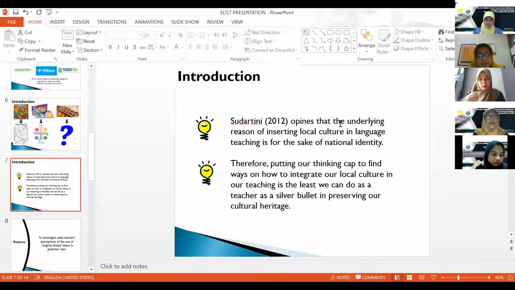Sudartini opines that the underlying reason for inserting local culture in language teaching is for the sake of national identity.